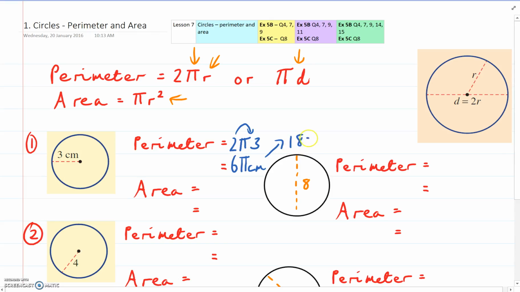So that's 18.85 centimeters. I won't do that for all of these. You can practice that yourselves. Of course, writing in the measurement units is really important as well. So same thing here for area, pi 3 squared. 3 squared is 9, so we can write that as 9 pi.